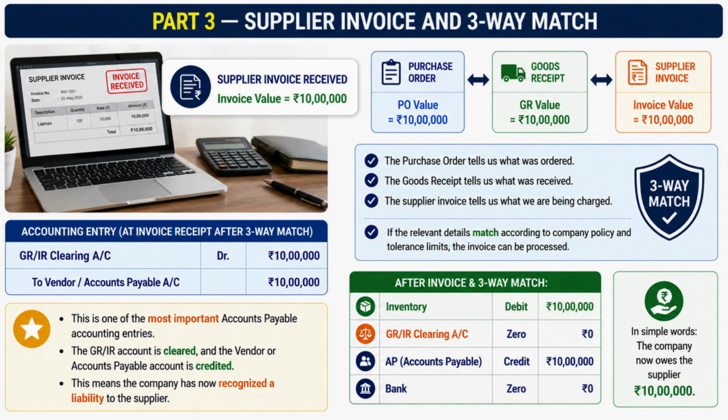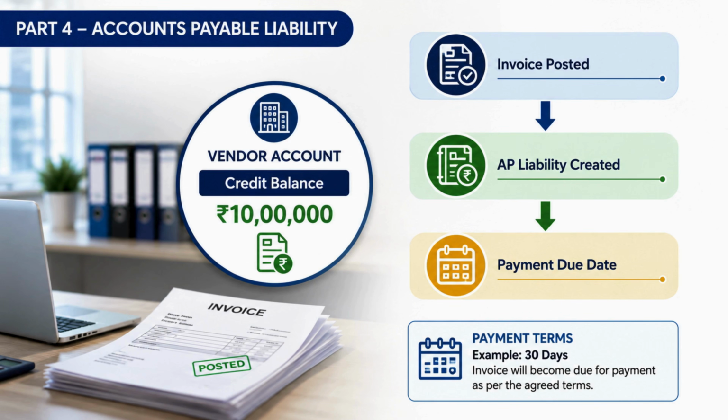This is one of the most important accounts payable accounting entries. The GR/IR account is cleared and the vendor or accounts payable account is credited. This means the company has now recognized a liability to the supplier. In simple words, the company now owes the supplier 10 rubles. After the invoice is posted, the supplier's account shows an outstanding liability of 10.0. This is now an accounts payable balance.